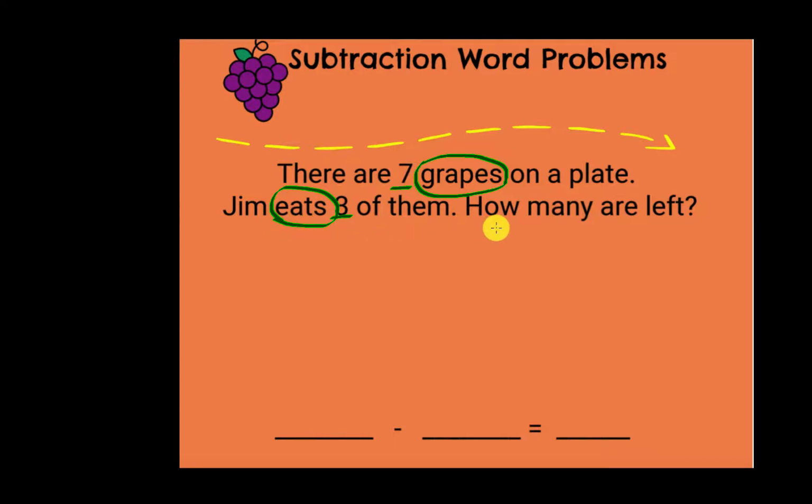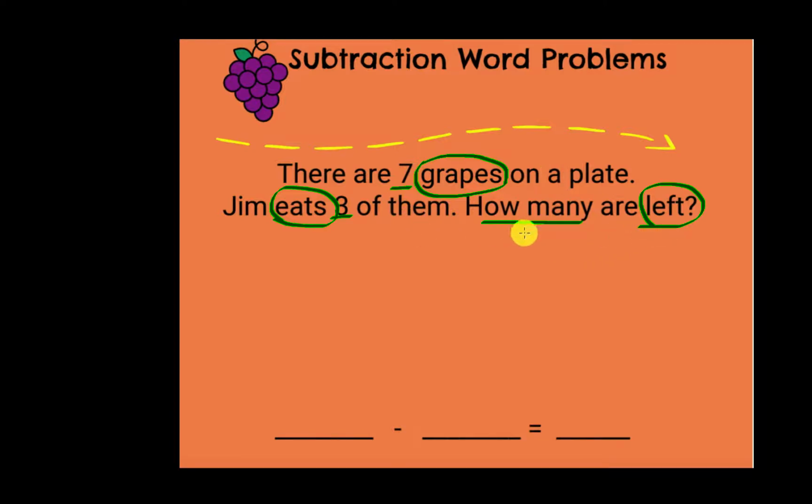Last, you will read your concluding sentence, which is always a question. How many are left? Well, that clue word in there is left. So let's circle that. Left. And we know how many. How many are left? Now let's go back to the very first sentence. We have identified our clue words, 7 grapes. Now let's go to the second sentence. Jim eats 3. Let's go to the third sentence, or the question. How many and left? How many of those grapes are left?